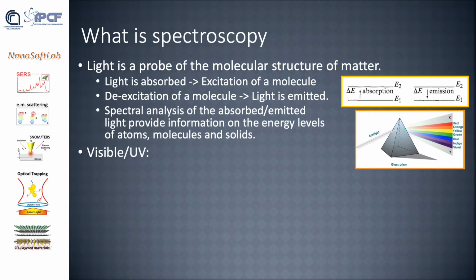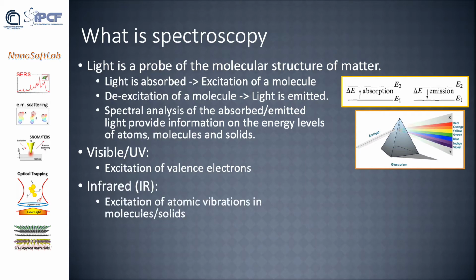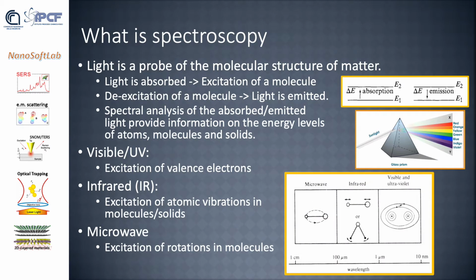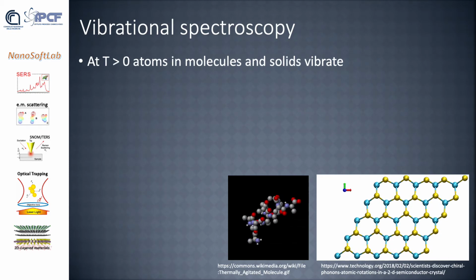Light spectroscopy can be carried out in the visible and ultraviolet. In this case, we have information on the excitation of valence electrons. It can be made in the infrared, and then we provide information on the excitation of atomic vibrations in molecules and solids, and this will be the objective of our lecture. Otherwise, we can perform spectroscopy in the microwave range, in which we just excite rotations of the molecules. In this cartoon here, we can see the different ranges and wavelengths at which these three kinds of spectroscopy occur: visible, infrared, and microwave.